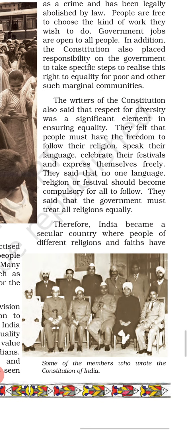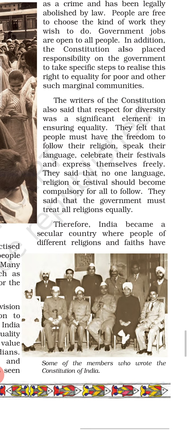The writers of the Constitution also said that respect for diversity was a significant element in ensuring equality. They felt that people must have the freedom to follow their religion, speak their language, celebrate their festivals, and express themselves freely. They said that no one language, religion, or festival should become compulsory for all to follow. They said that the government must treat all religions equally. So they felt that diversity is one of the important components for our country.